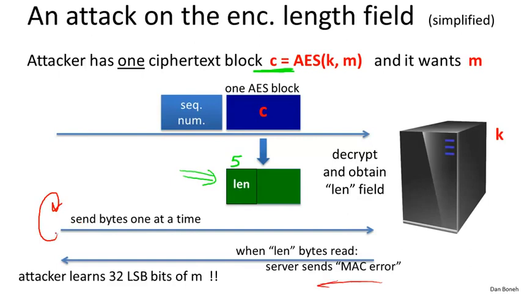So after 5 bytes are read off the network, the attacker is going to see a bad MAC error, and then the attacker learns that the most significant 32 bits of the decrypted block is equal to the number 5. So he just learned the 32 most significant bits of C. This is a very significant attack because the attacker just learned 32 bits of the decrypted ciphertext block, and since he can apply this attack to any ciphertext block he wants, he can basically learn the first 32 bits of every ciphertext block in a very long message.